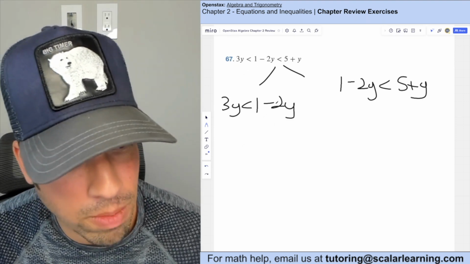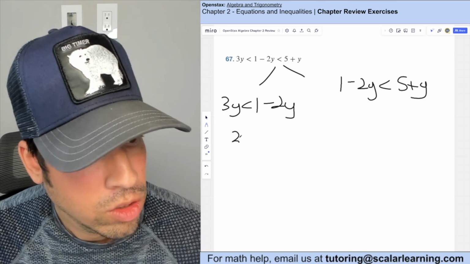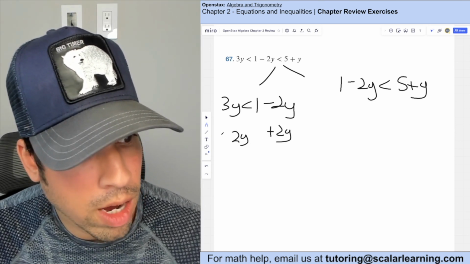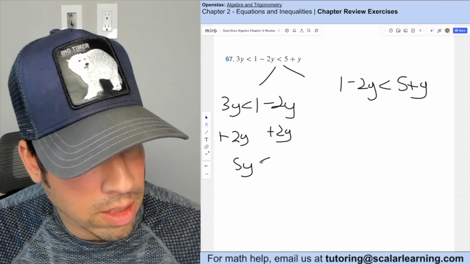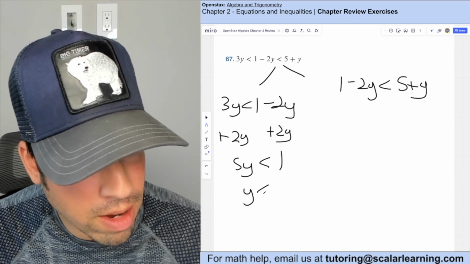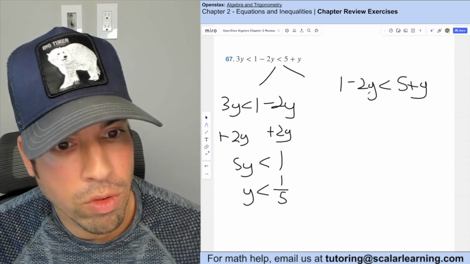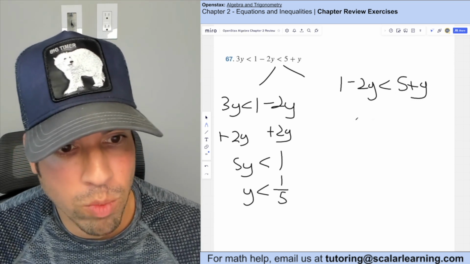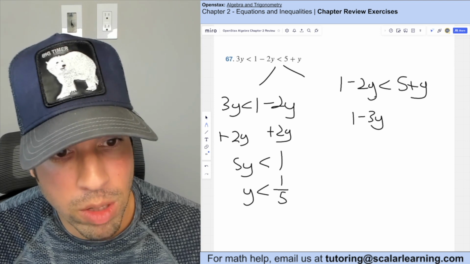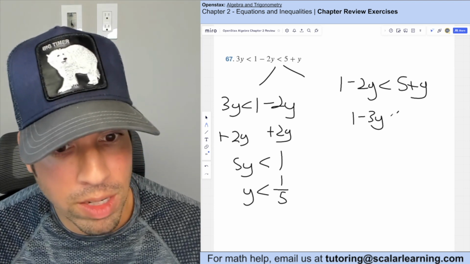And now we're going to isolate. So I'm going to add 2y to both sides. That's going to give me 5y is less than 1. Divide by 5, y is less than 1/5. And then over here, I'm going to subtract y from both sides. Negative 2y minus y is negative 3y is less than 5.